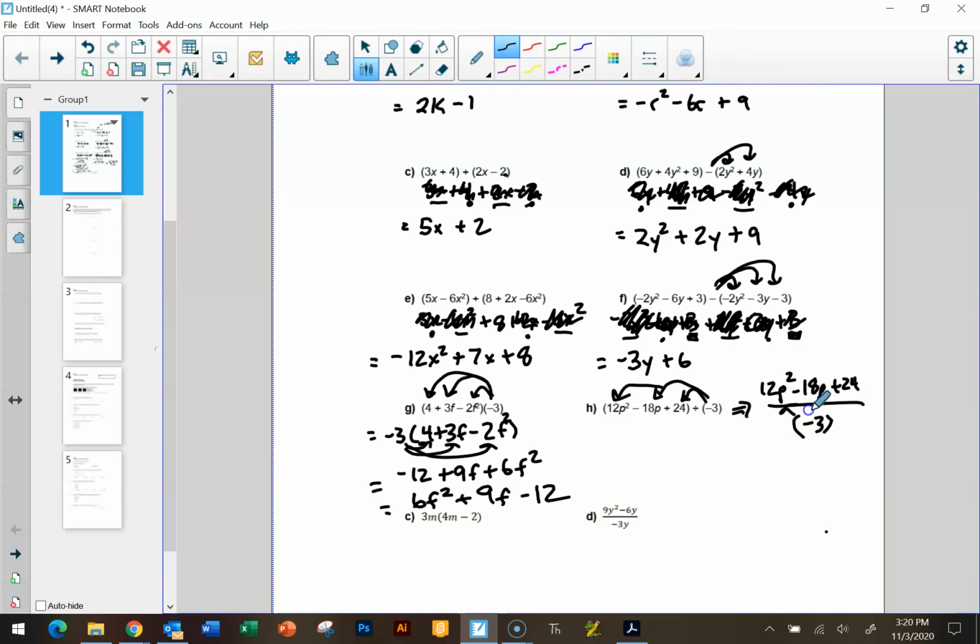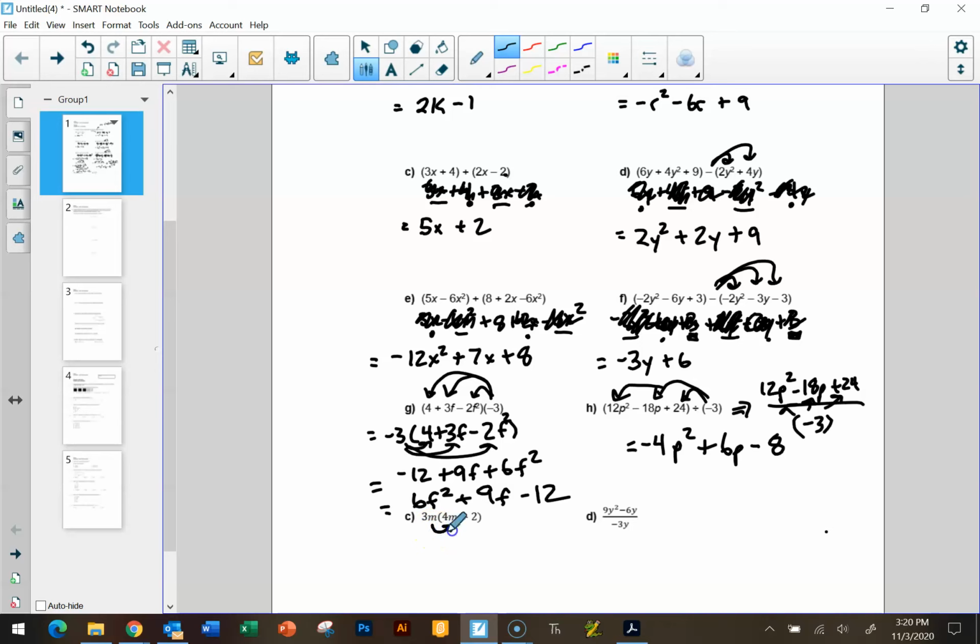So I'm just going to draw my little arrows. You don't have to draw the arrows, I just find it helps me. I've got a 12 divided by a negative 3, that's going to give you a negative 4p squared. Can't do anything with p squared, there's no variable down here. Negative 18 divided by negative 3, well, that's going to be a positive, we know that, and it's going to be 6. There's a p here, no p there, can't do anything with a p. And then we've got a positive 24 divided by a negative 3, so that's going to be a negative 8.